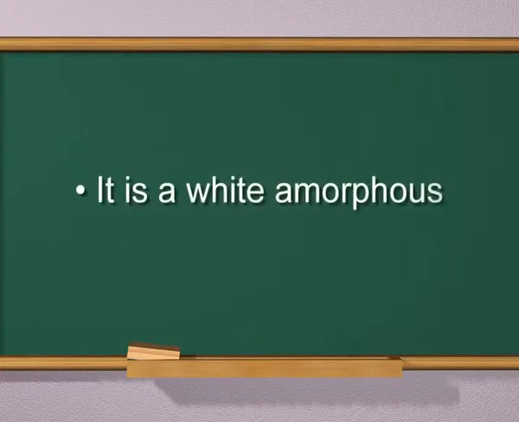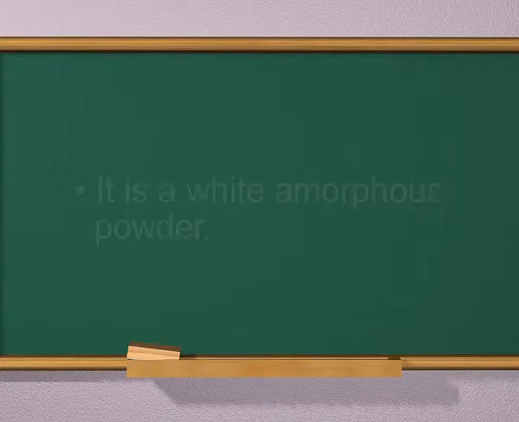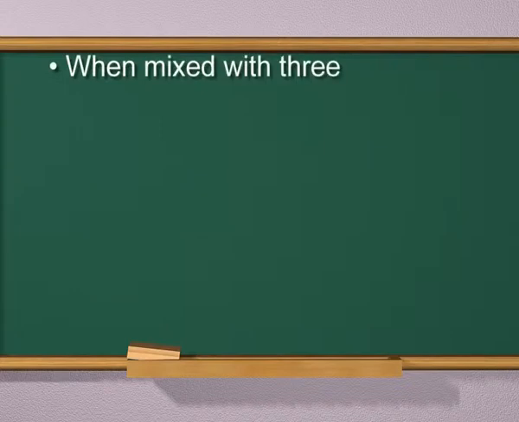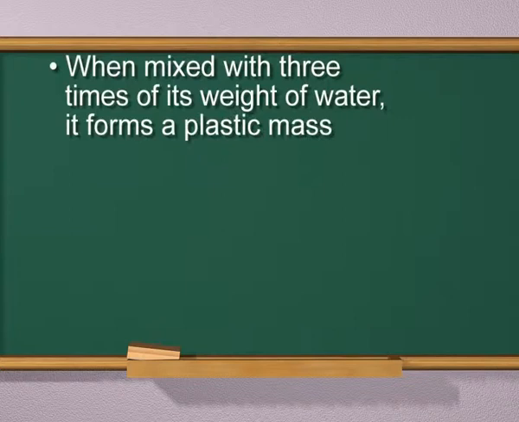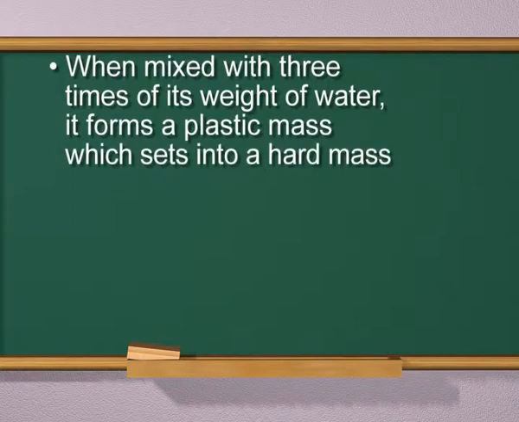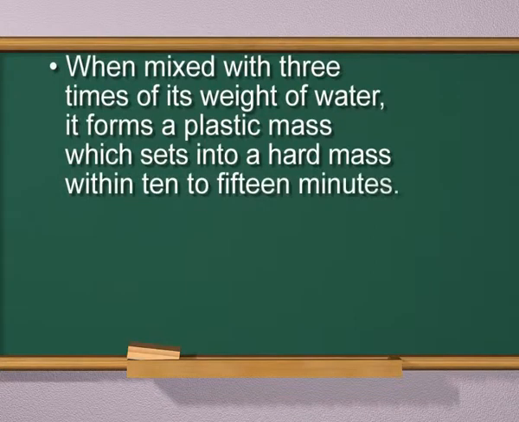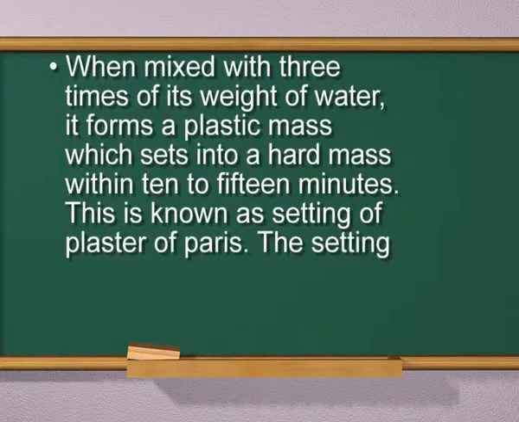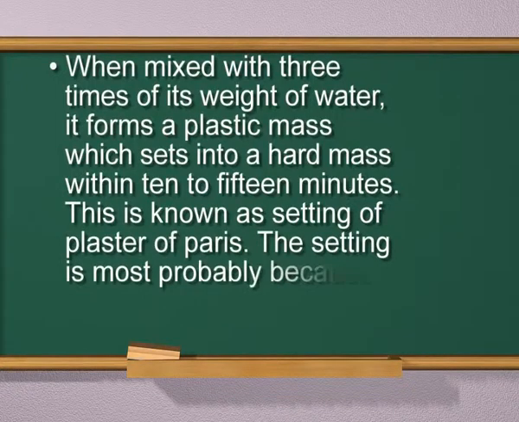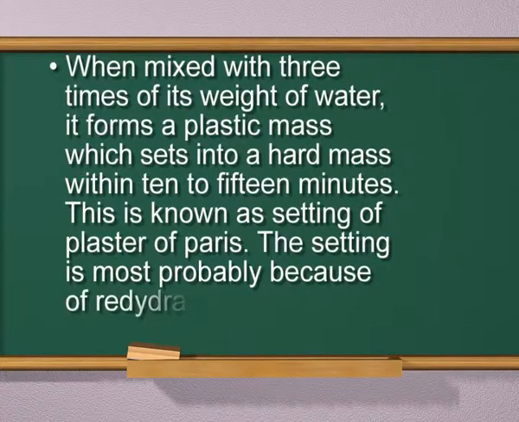It is a white amorphous powder. When mixed with 3 times of its weight of water, it forms a plastic mass which sets into a hard mass within 10 to 15 minutes. This is known as setting of plaster of Paris. The setting is most probably because of rehydration back to gypsum.